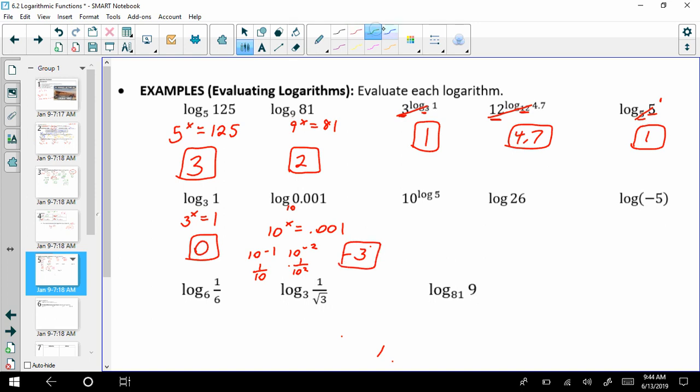Okay, what about the next one? Notice this log up here does not have a base written in, so I'm going to write in base 10. Oh, hey, they have the same base, so they cancel, and I'm left with 5.